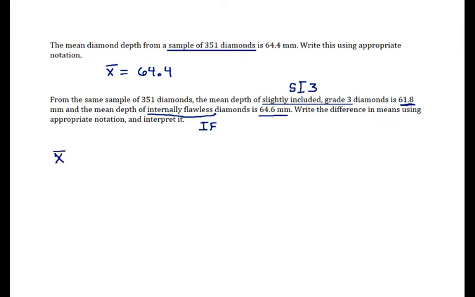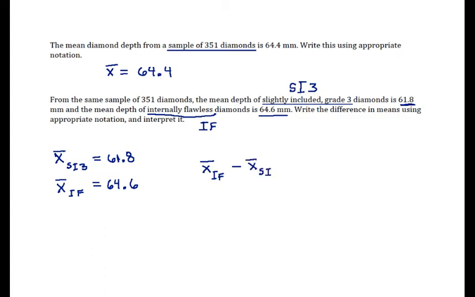X bar sub SI3 is equal to 61.8. And X bar sub IF is equal to 64.6. It looks like our internally flawless diamonds are on average a little bit deeper than our low-grade diamonds. So I'm going to choose to subtract X bar sub IF minus X bar sub SI3.